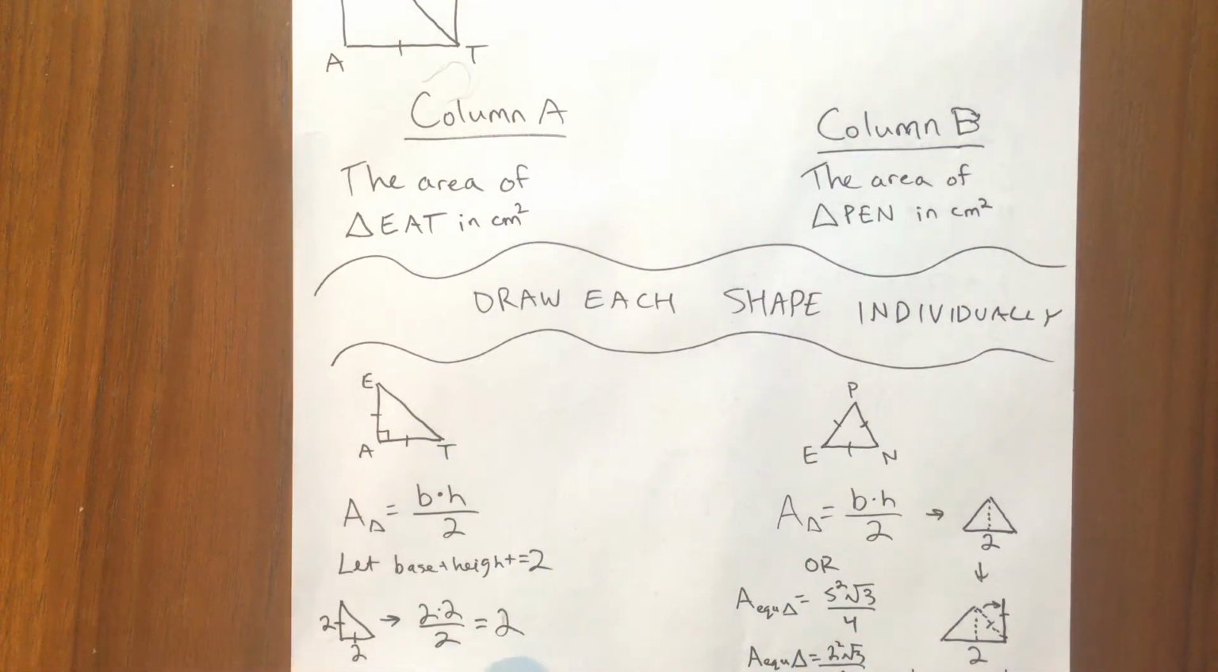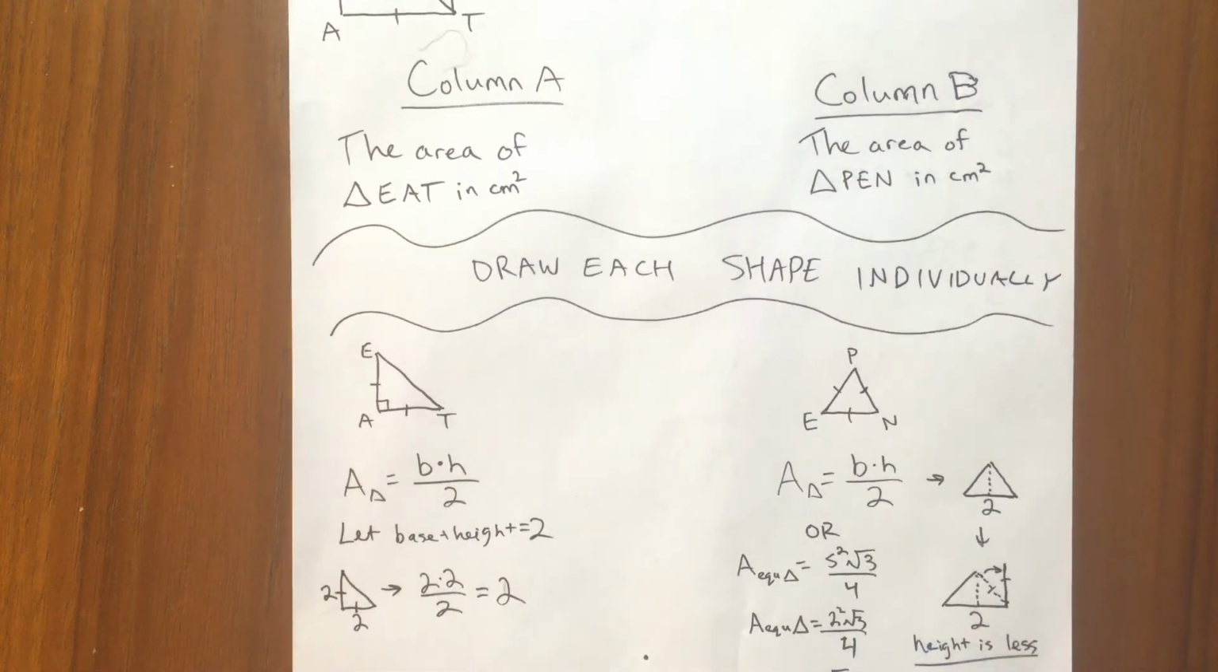And we can put it into this formula. I'm going to just let the base and the height both equal 2. And we get the area of this triangle is 2. Now, you might say I wrote this complicated formula here. You don't need to know this, but it's useful.